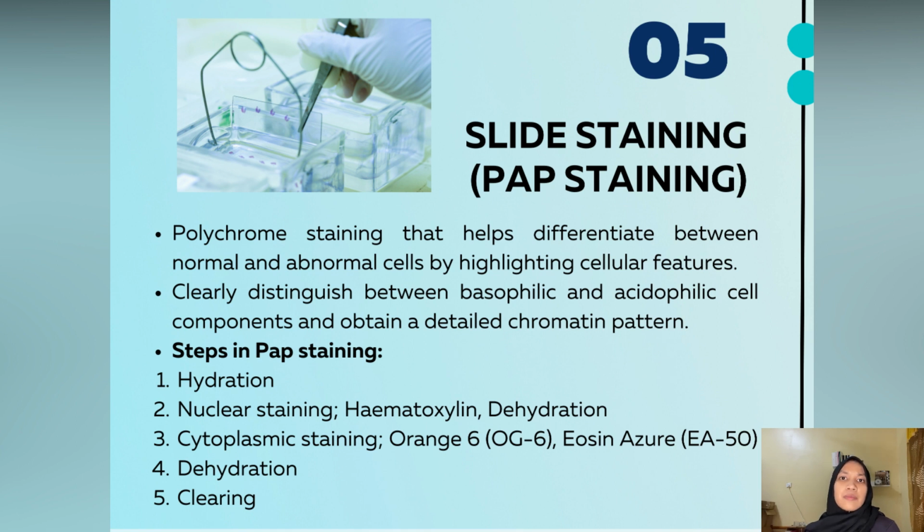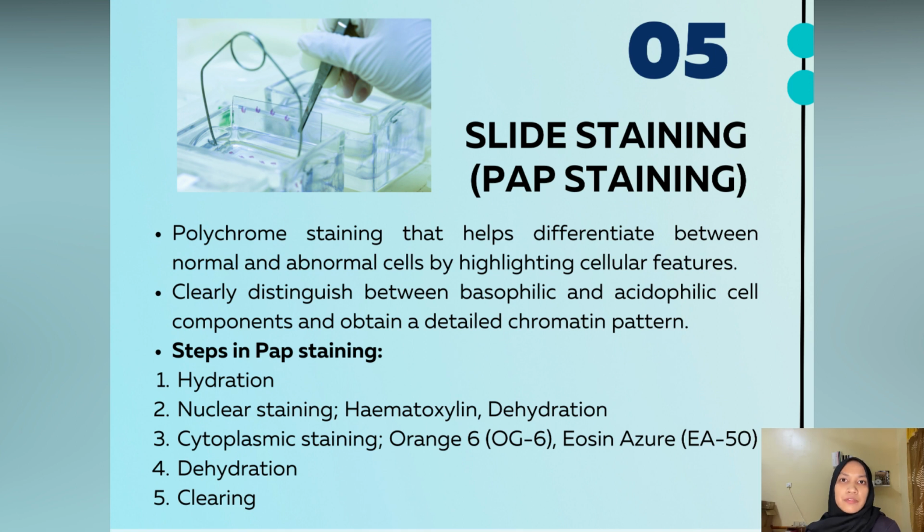In counterstaining or cytoplasmic staining, it involves orange G and eosin azure. OG6 is a monochromatic stain that stains keratin with a brilliant orange color. Meanwhile, EA50 is a polychromatic stain that contains 3 dyes: eosin, that stains cytoplasm of matured squamous cells; light green, that stains cytoplasm of parabasal, intermediate, and columnar cells; Bismarck brown, that stains acid mucin yellow and stains mast cell granules brown. Following that is dehydration using 95% alcohol and absolute alcohol to remove excess EA50 and excess water.